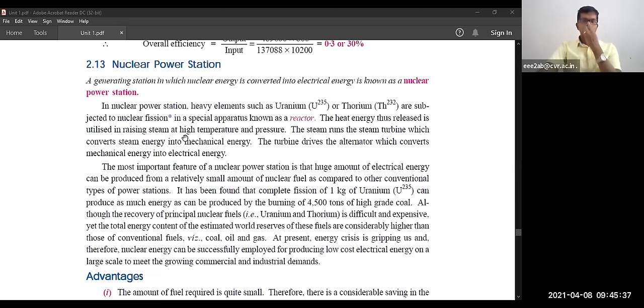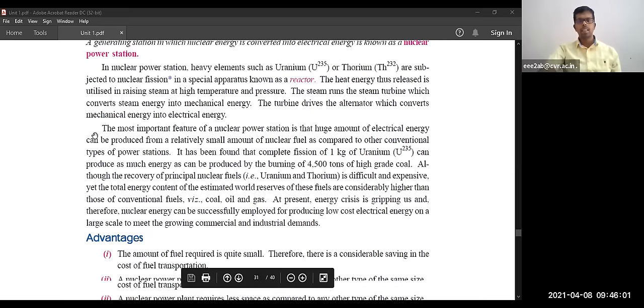If heat is produced, we can easily boil our water, and that will produce superheated steam. That superheated steam hits a turbine and creates electrical energy. The turbine is coupled with an alternator, which generates the electricity. So that's what they said here.